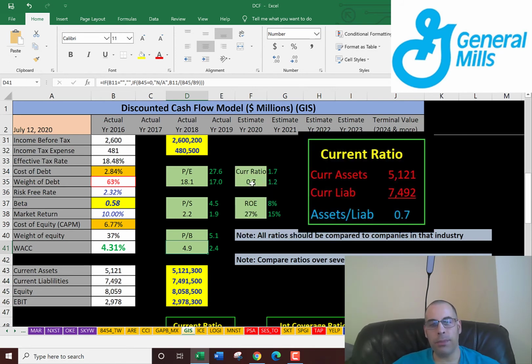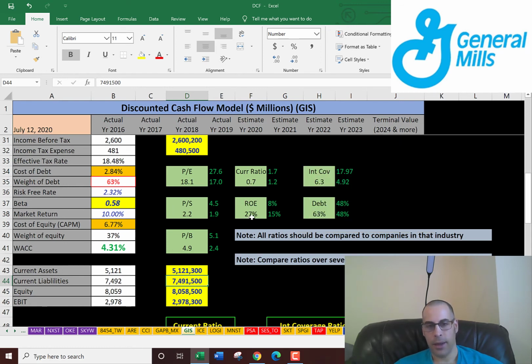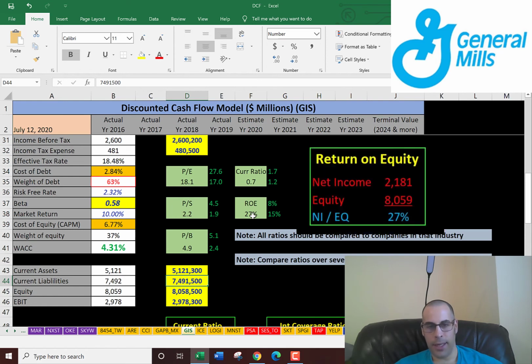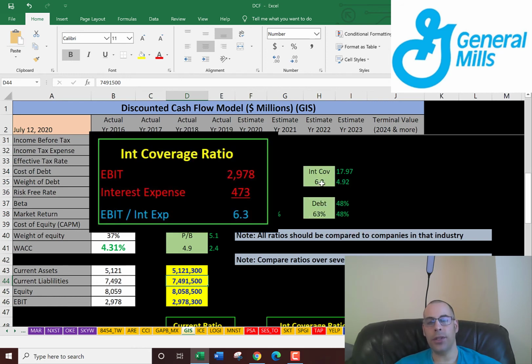Their current ratio is below 1, so they cannot cover their current liabilities. So we should look at the following quarters to see how the current ratio develops. If it stays below 1, they're going to have to take on more debt. And they're already at 63% debt. So that's not a good sign. They have good ROE at 27%. That's income over equity. That's how much value they're providing their equity holders, their investors. They could easily cover their interest payment more than 6 times. So the company looks like it has solid ratios and it's valued at a good buy.